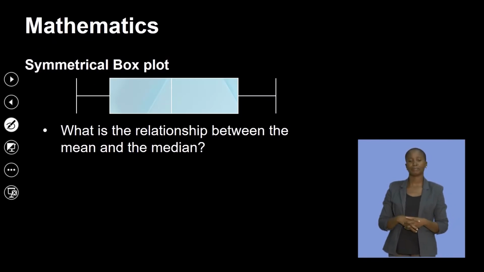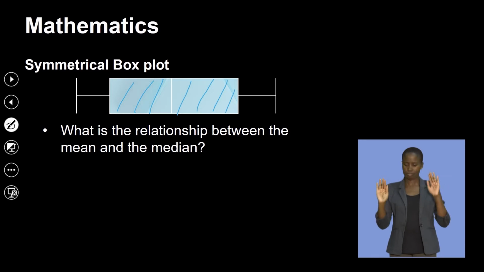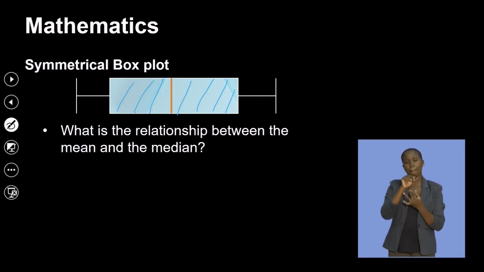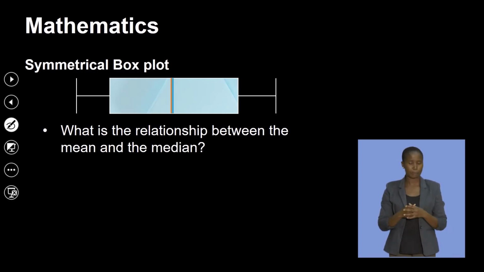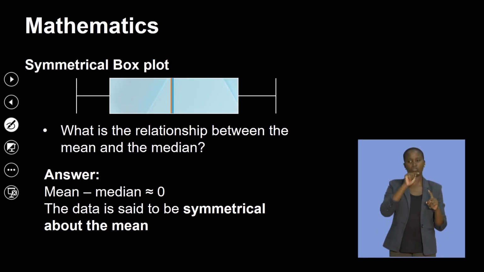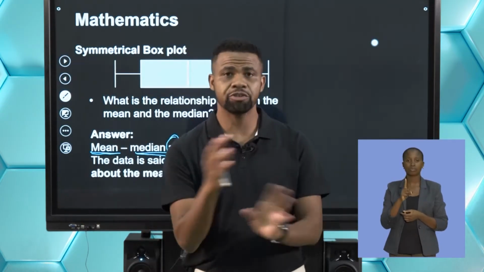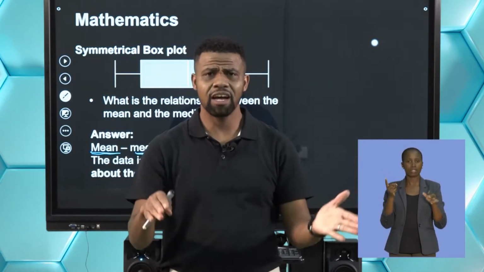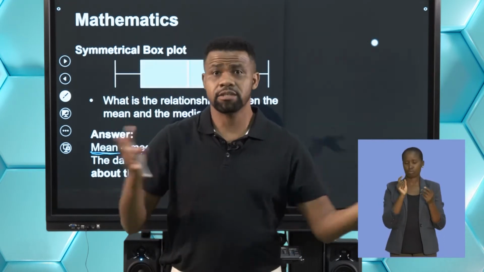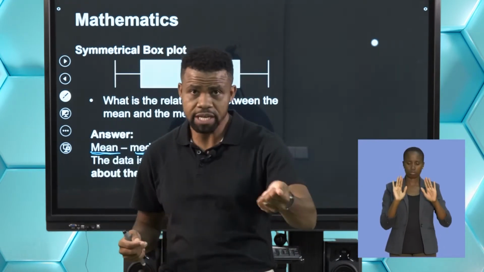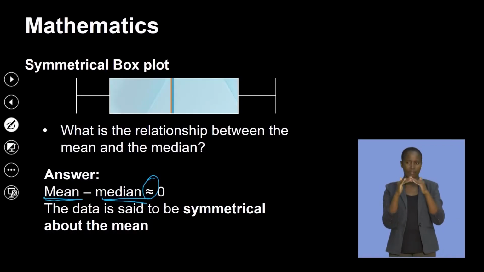So symmetric data looks like this: this side of the box is the same as that side. Drawn to scale, what is the relationship between the mean and the median? If the mean minus the median is close to zero, approximately, we say the distribution is symmetrical. So if the answer is close to zero, that's symmetrical, by knowing the mean and the median.